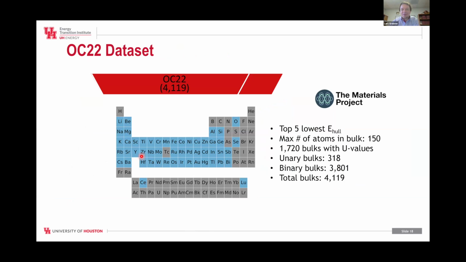So to give you an idea, what is the OC22 dataset? What are we looking at? So we have pretty much all of the elements here that are shown in blue. We've got oxygen in here, of course, because we're looking at oxides. So we have a pretty good number of materials to begin with. It's over 4,000 combinations of these materials. They can all be found in the Materials Project. And that's our starting search domain.